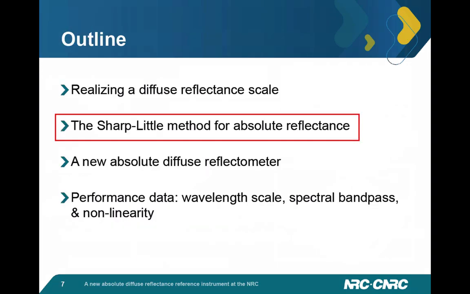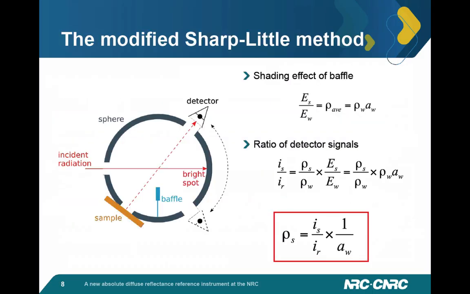The method that we have used at NRC for some time and are planning to use on our new instrument is one of these particular integrating sphere techniques, the so-called modified Sharp-Little method. It's described in this schematic here. So the idea is we have an integrating sphere. The sample is mounted on that sphere. A beam of collimated incident radiation illuminates a well-defined small spot on the opposite sphere wall, and in doing so provides a secondary source of diffuse illumination.